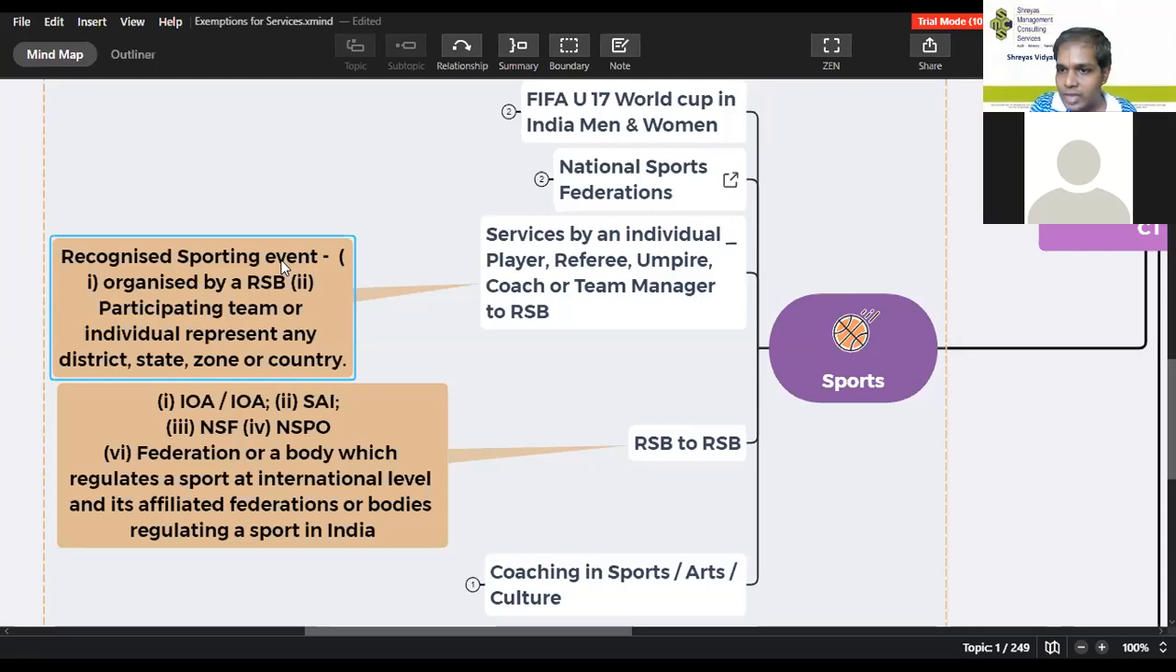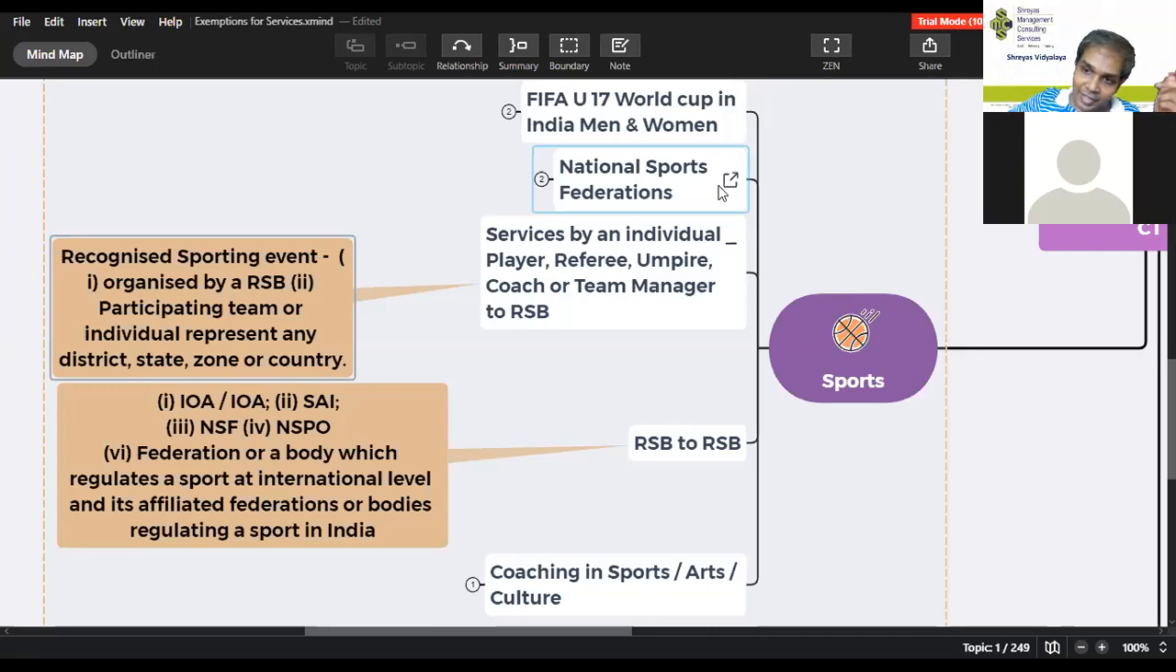Any doubts, you can put it in the chat box. We can discuss that further. So that's about IPL. In fact, so many notices have been issued by the GST department to all these IPL players that it's not a recognized sporting event. So you have to pay GST or service tax for this. It's there from service tax itself. We have to pay service tax for the same. That's how they have issued notices. And of course, the issues are going on now in this regard.